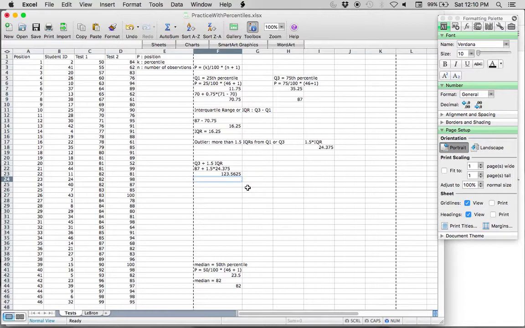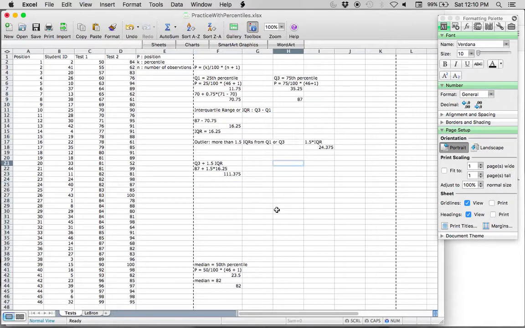Now, that is wrong because I put in 24.375, which is 1.5 times the IQR. The IQR is only 16.25, right? And change this to 16.25. Alright, so 111.375. So, is there any data above 111? No, because these are test grades. Highest is 100. So there are no outliers above Q3.